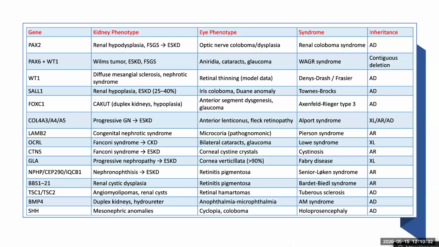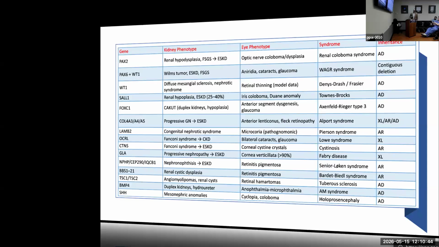So this was just an overview of how the common congenital disorders can be related to both the things, eyes and kidneys. These are all other syndromes which are less common, but I just covered the most common ones.